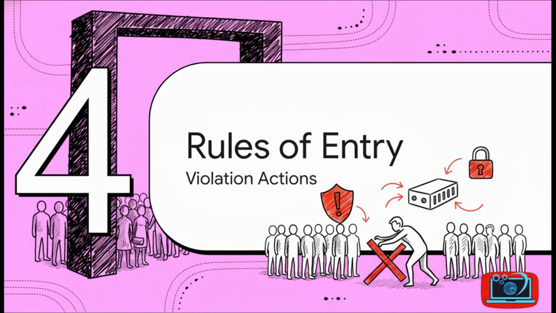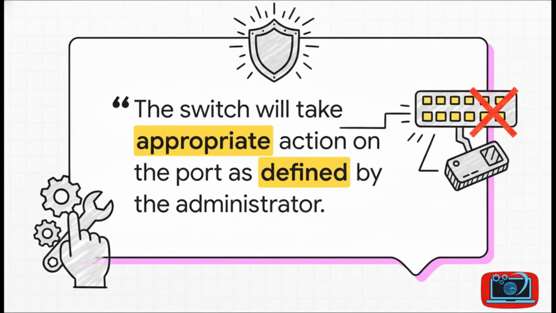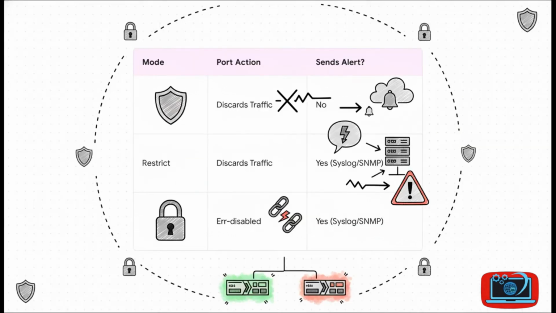Okay, so our guest list is all set up. We've told the bouncer who's allowed in. But what happens when someone tries to crash the party? We need to give the bouncer, the switch, a set of instructions on how to react when a rule is broken. And this is the most important part to remember. You, the administrator, are in total control here. The switch isn't going to just guess what to do, it's going to take the exact action that you defined ahead of time. And these are your options.